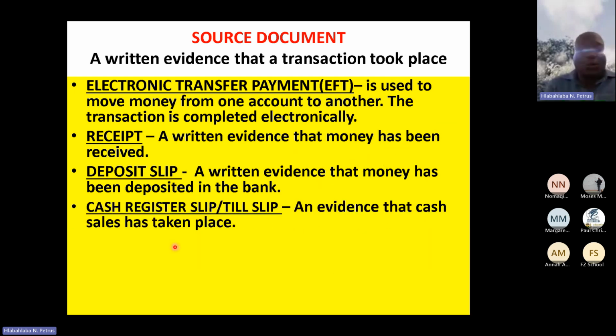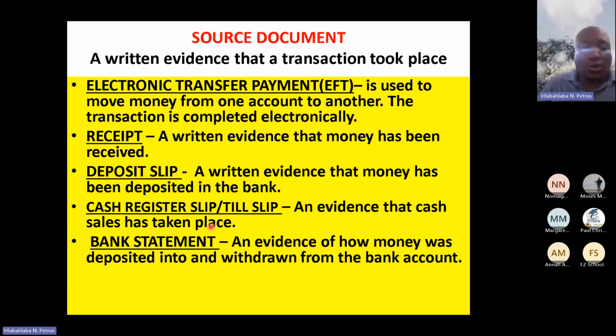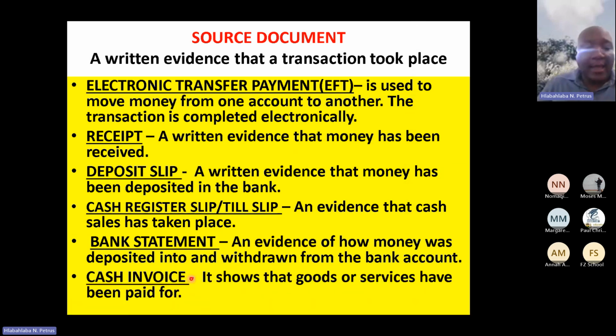And then also we have what we call a cash register slip, a till slip. The slip that you are getting after buying, it can either be Shoprite or Checkers. It's an evidence that cash sales have taken place. And then we also have a source document called bank statement, an evidence of how money was deposited into and withdrawn from the bank account. When you want to check when the money is getting in, is getting out, you request what we call a bank statement. And then also we have what we call a cash invoice. It shows that goods or services have been paid for.